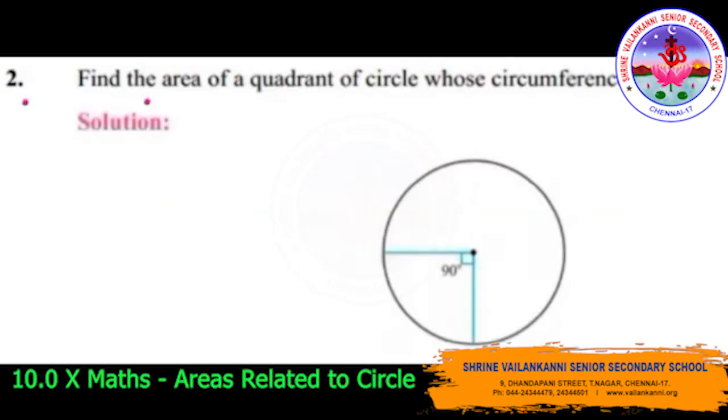Second problem, find the area of a quadrant of a circle whose circumference is 22 centimeter. The word quadrant of a circle refers to the quarter portion of a circle which subtends an angle 90 degree. So I need to find out the area of this quadrant of a circle.